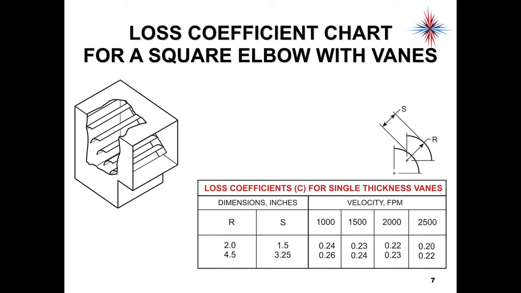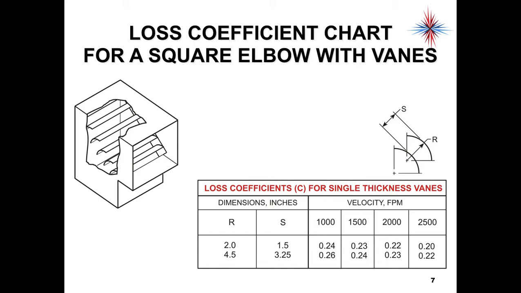We have loss coefficients for single thickness turning vanes. We have dimensions in inches, and velocity in feet per minute. You'll notice as the velocity goes up, my loss coefficient goes down. The throat radius of the turning vane is R. The spacing between the vanes is S. The velocity is in feet per minute.